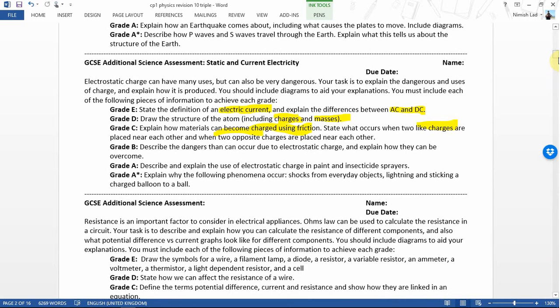So then B, the dangers. Now we need to discover, for an A star, we need to describe and explain the use of electrostatic charge in paint and insecticide sprayers. And then for an A star, we really need to get into everyday things like shocks from objects, lightning, and sticking the balloon to a wall. Sticking the charged balloon to a wall is the toughest one of the bunch there. So let's go through these one by one.